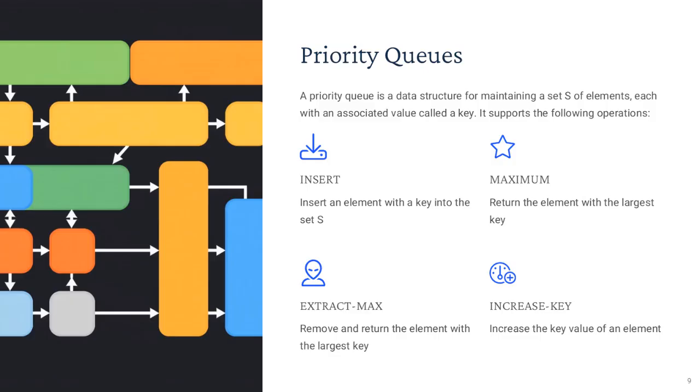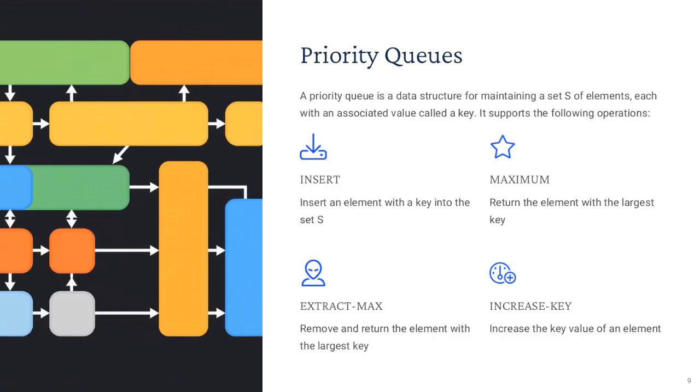Priority queues are a versatile data structure that manage a set of elements, each with an associated key. In a max priority queue, the key represents the priority, and the highest priority element can be accessed in constant time. The operations supported by a max priority queue include insert, which adds a new element to the set, maximum, which retrieves the element with the highest key, extract max, which removes and returns the element with the highest key, and increase key, which increases the key value of an existing element.